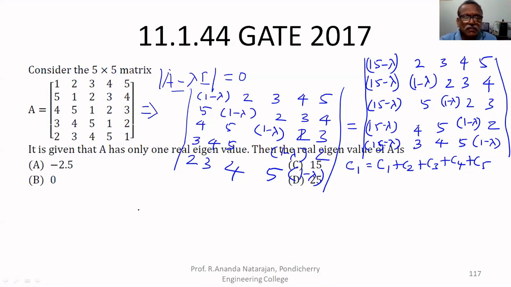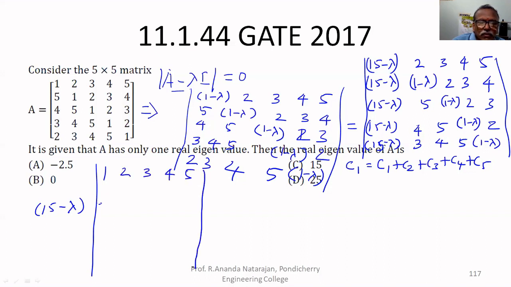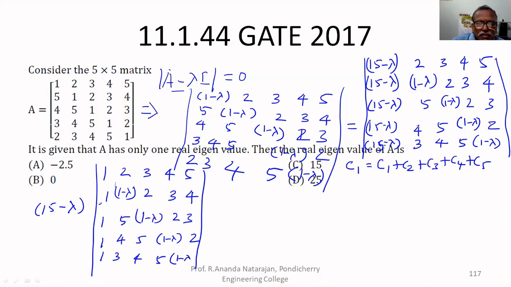So this can be written with 15 minus lambda taken outside, and the first column becomes 1, 1, 1, 1, 1. The remaining columns are 1 minus lambda, 2, 3, 4; 5, 1 minus lambda, 2, 3; 4, 5, 1 minus lambda, 2; 3, 4, 5, 1 minus lambda. That is equal to 15 minus lambda times this determinant equal to 0.